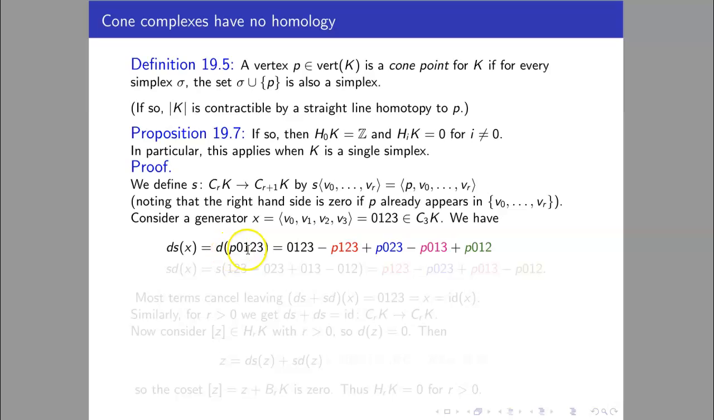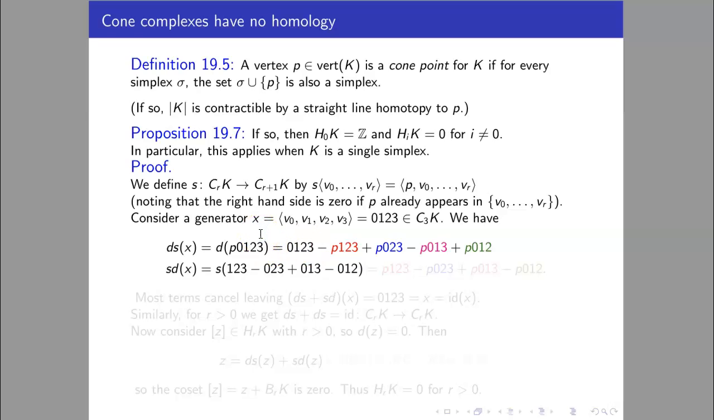The first term, where we omit the p, just gives 0, 1, 2, 3, which is the original simplex x. The other ones all still have the p, but one of the other letters has been omitted. Here we're omitting the 0, that comes with the sign -1. Omitting the 1 comes with a +1, omitting the 2 with a -1, and omitting the 3 with a +1.